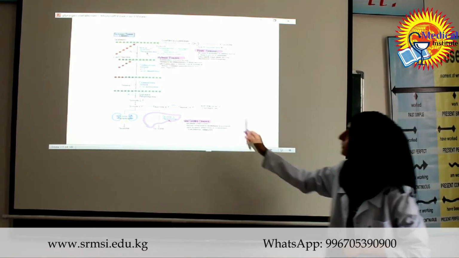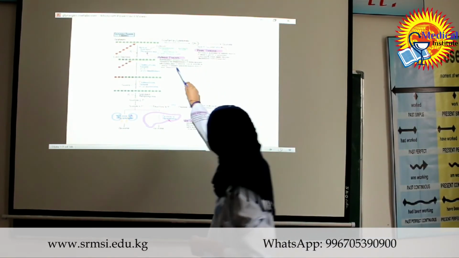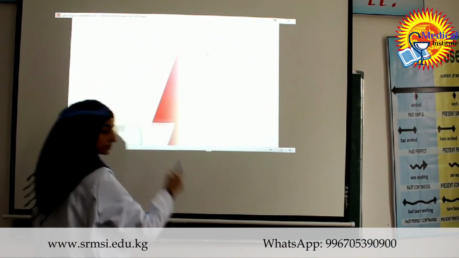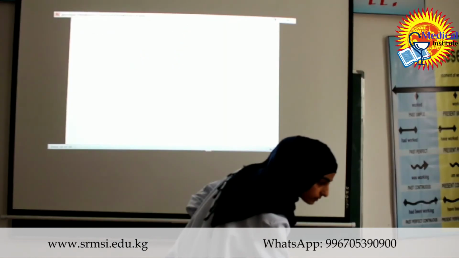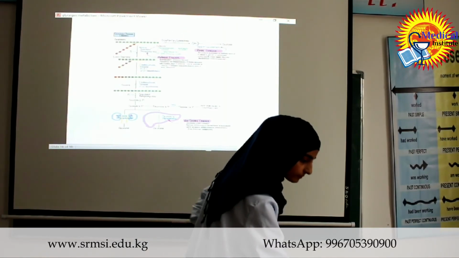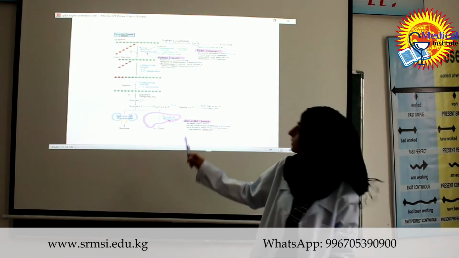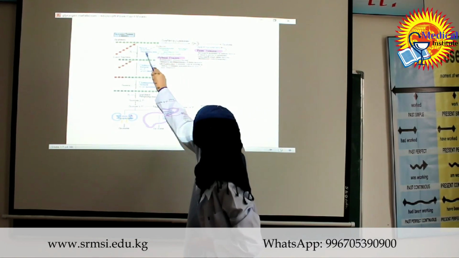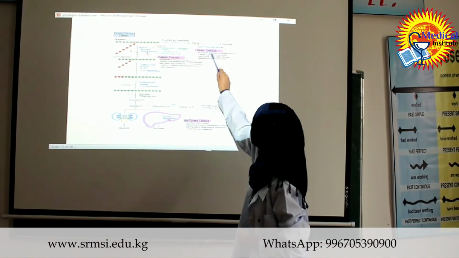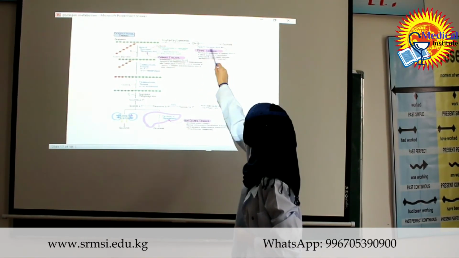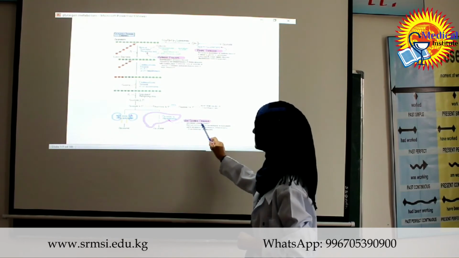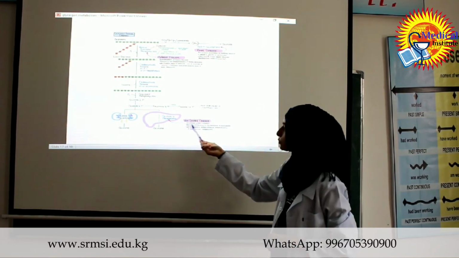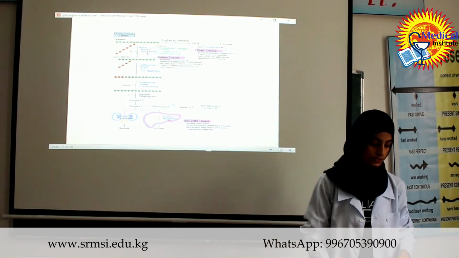Yes, the first one you may see is McArdle disease, due to deficiency of this enzyme, and Pompe disease is due to lysosomal aggregation of this enzyme, and the last one is Von Gierke disease, which is also due to glucose 6-phosphatase deficiency.